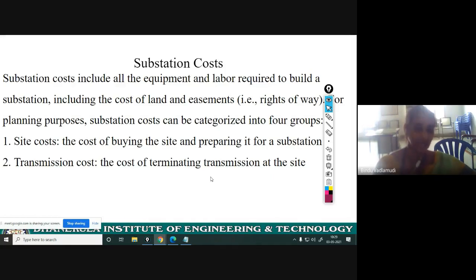First group, site costs. The cost of buying the site and preparing it for a substation.